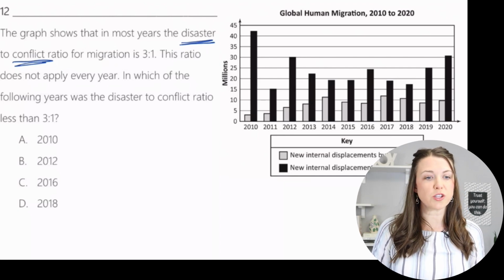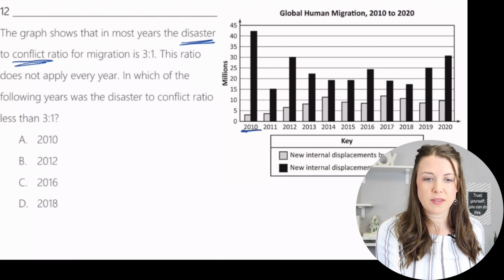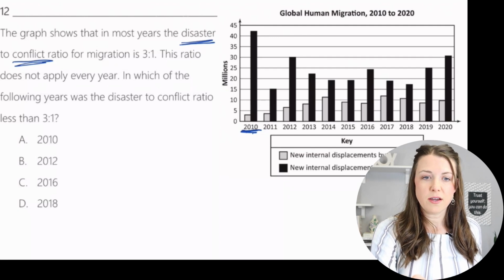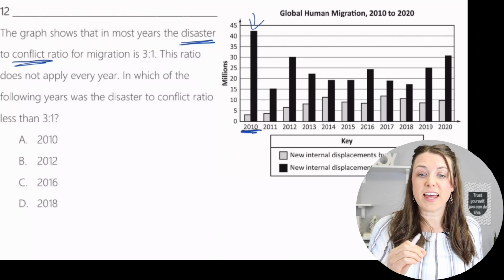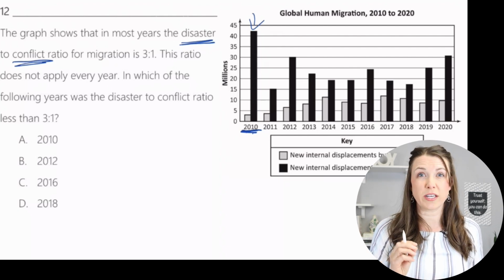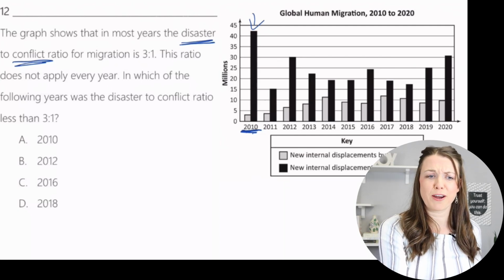Okay, so let's just look at each one of them. So 2010 right here, it says less than 3 to 1. Notice here the black right here is significantly higher than the conflict. So way more disasters than conflict in 2010. And so that's not smaller, so that's not going to be our answer.